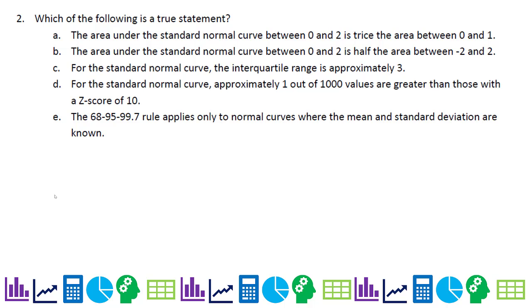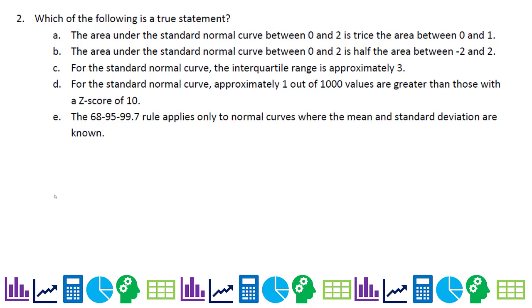Now we're coming to another question about true statements with a normal curve. The area under the standard normal curve between 0 and 2 is twice the area between 0 and 1. The area under the standard normal curve between 0 and 2 is half the area between negative 2 and 2. For the standard normal curve, the interquartile range is approximately 3. For the standard normal curve, approximately 1 out of 1,000 values are greater than those with a z-score of 10. And finally, the empirical rule applies only to normal curves where the mean and standard deviation are known.